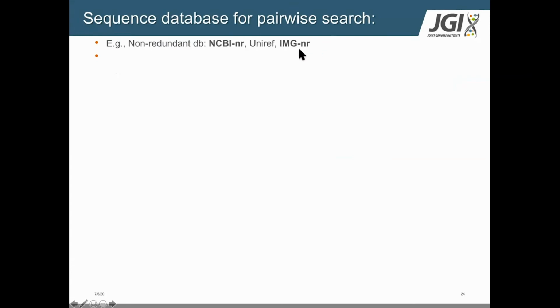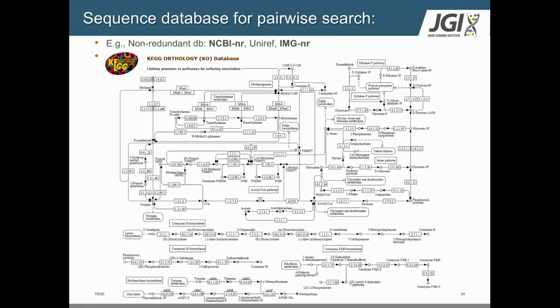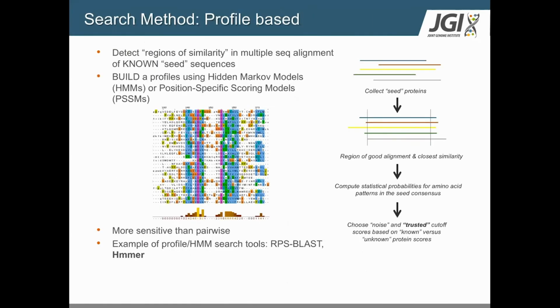So within IMG, we also have an IMG NR database that we do a pairwise search against. And as Dram already mentioned, we also do a search against the KEGG orthology database. So here's a pathway map for that. The second method for looking for similarity is this HMM search that you heard about this morning.